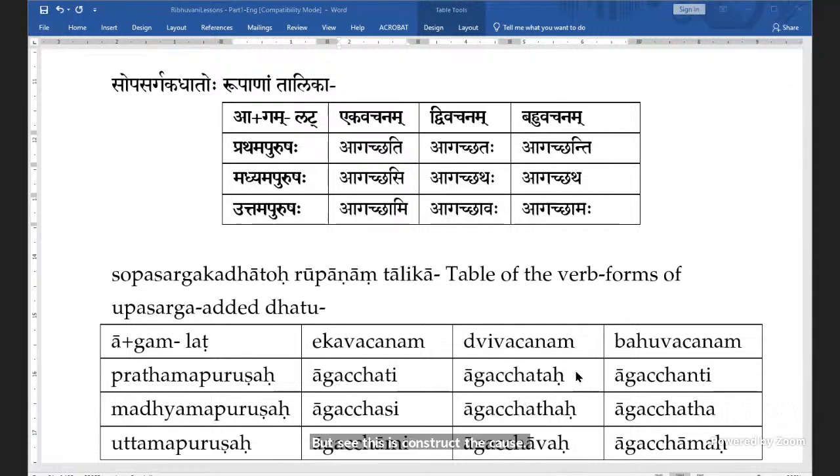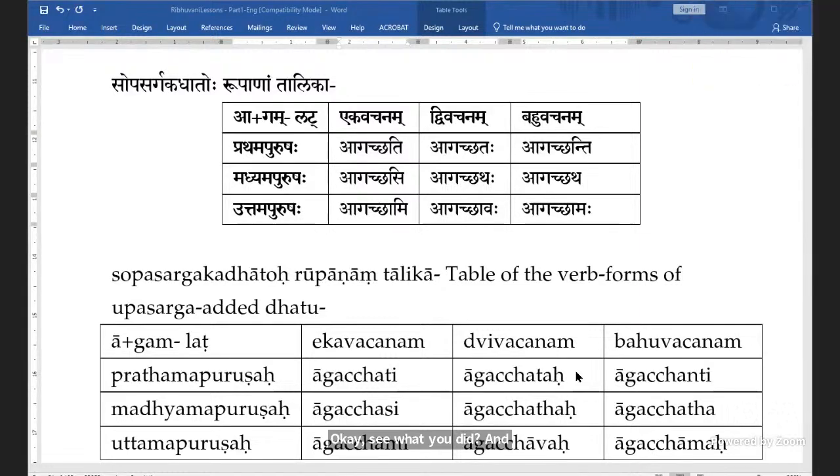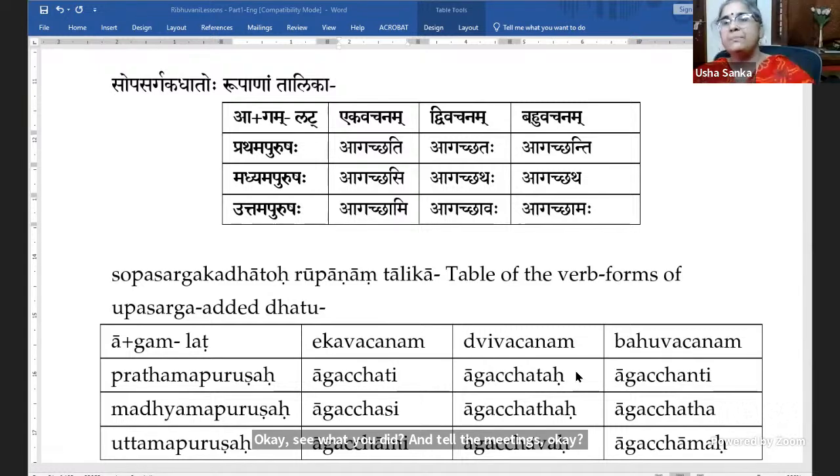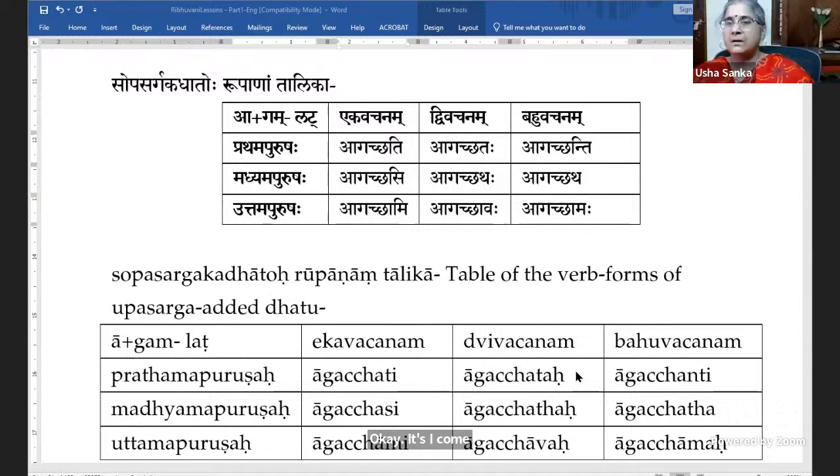Excuse me, I don't think I understand the task. You did the task last time? Okay, same one you did? Then tell the meanings, okay? Yeah, tell the meanings. Pratibad is to reply. Okay. It's I come. Just translate. Yeah, you'll translate the same one? Sure, please go ahead.